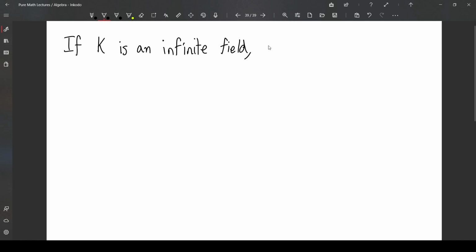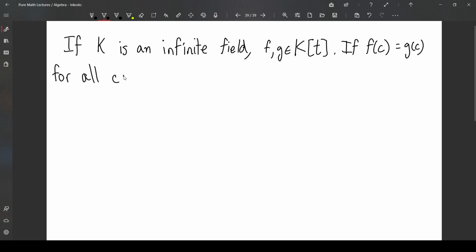So K is an infinite field, and then f and g are polynomials over K. Then if f(c) equals g(c) for all c in K, then f equals g in the polynomial ring. So if all the evaluations over K are equal, then the two polynomials have to be equal. And I'll discuss briefly why this isn't true in a finite field.